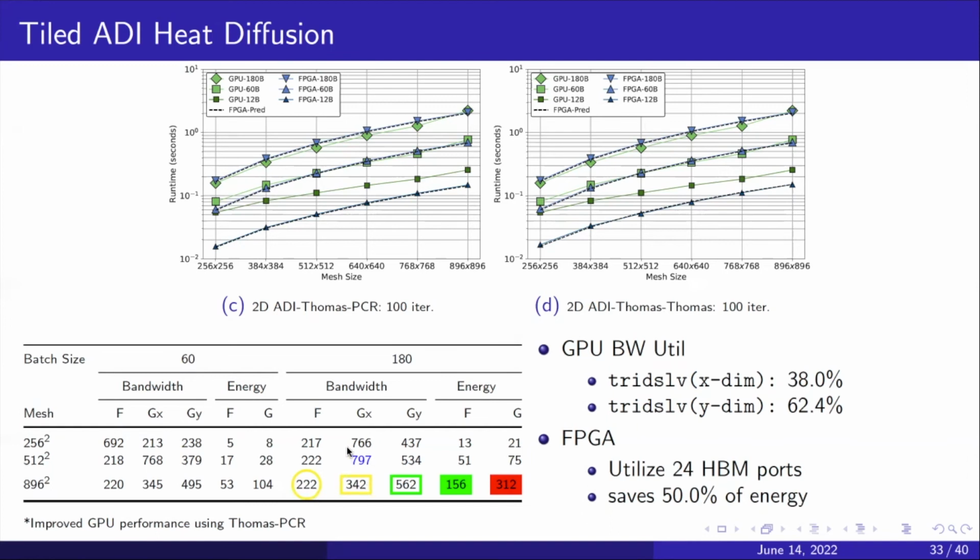GPU reached a good bandwidth, but for the largest configuration, it dropped to 342 gigabytes per second. But Y-solve bandwidth remains high, and it reaches around 560 gigabytes per second. When it comes to energy, FPGA saves over 50% of energy consumed by GPU.